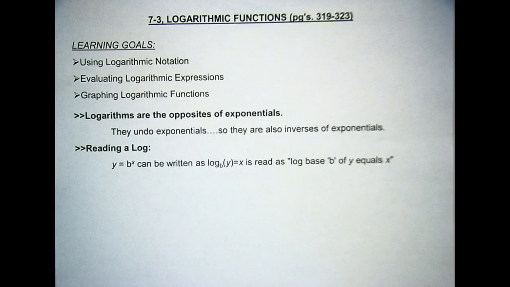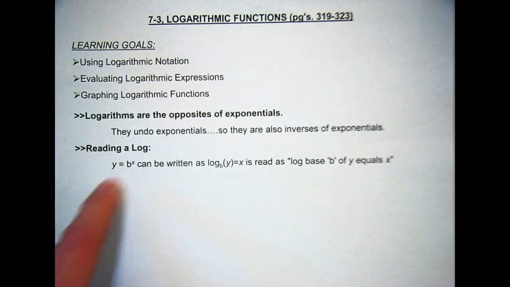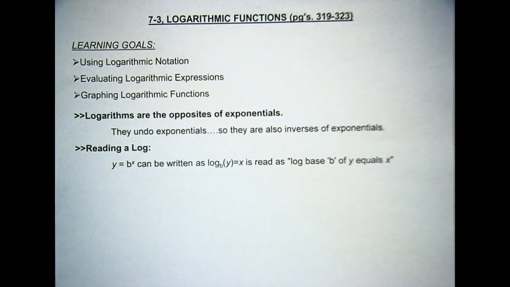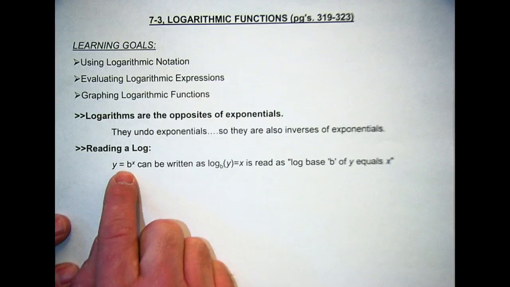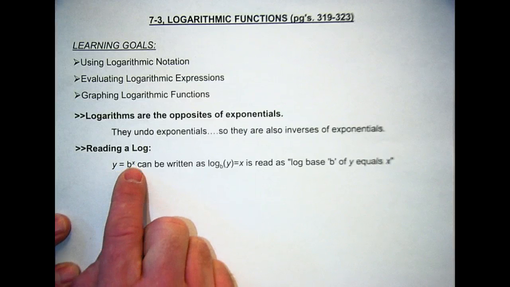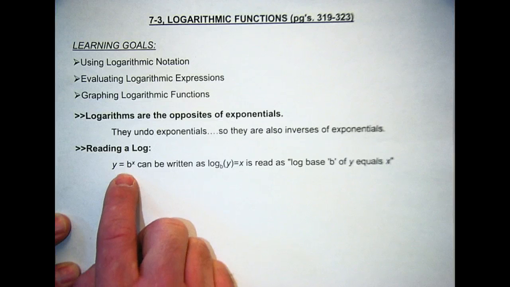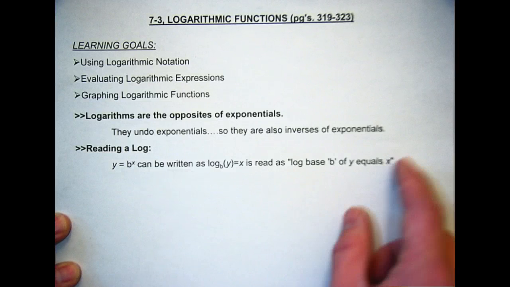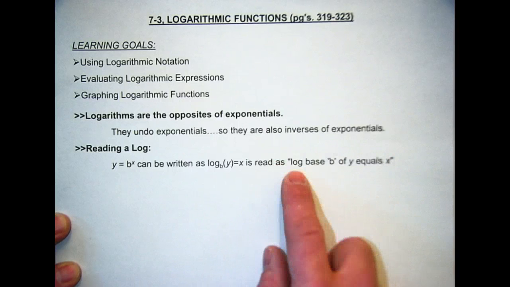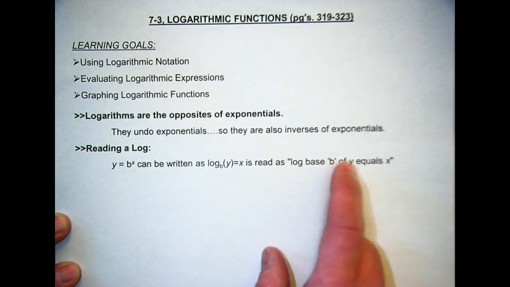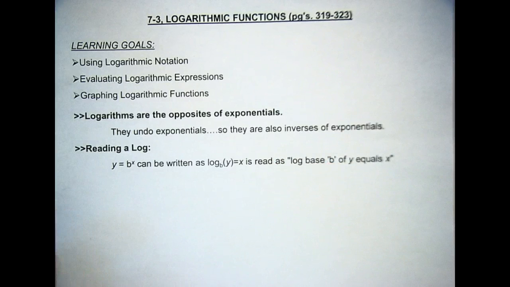Reading a log, y equals b to the x can be written as log b of y equals x. We read that as log base b of y equals x. Remember, this whole chapter, I've been talking about b being our base. We read that as a base because when we start talking about log form, we actually say log base whatever b is. Okay.